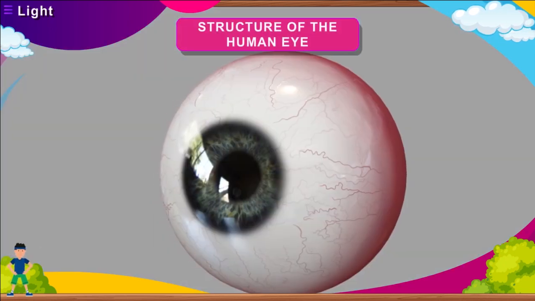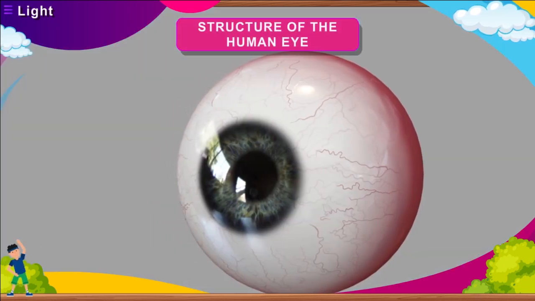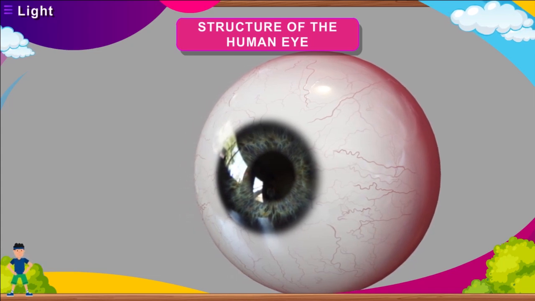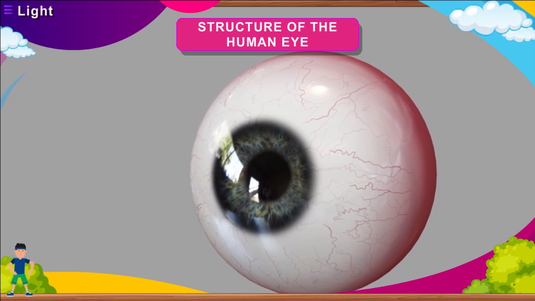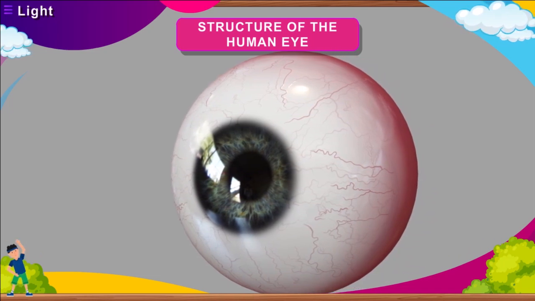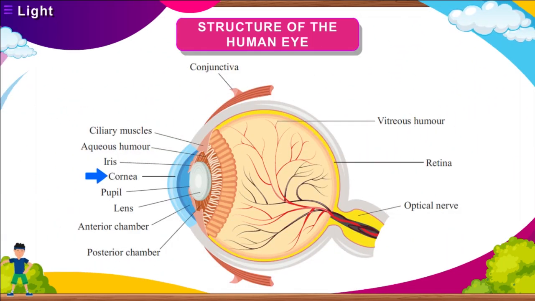Structure of the human eye. On an average, a human eye measures around 2.5 cm. An eye consists of a round structure called the eyeball. The front part of the eye is called the cornea. It is a transparent membrane.